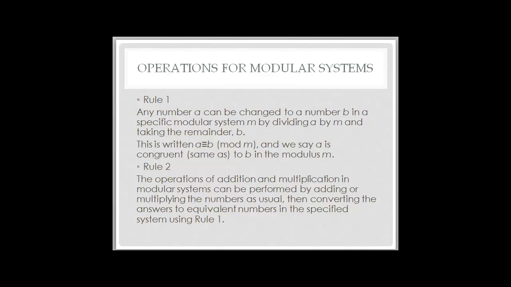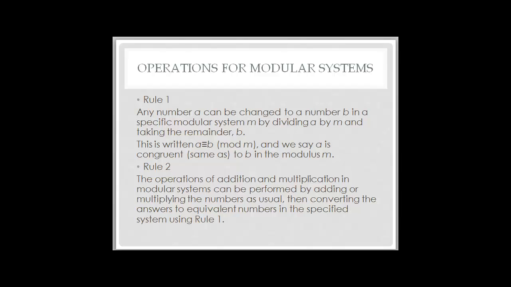You're going to see this written as A, then 3 horizontal lines, and then B. Those 3 horizontal lines mean congruent, and all congruent means is same as. So anytime you see the word congruent, just replace it with same as. This is written as A is congruent to B in mod M, or in modulus M. Well, let's look at our second rule.